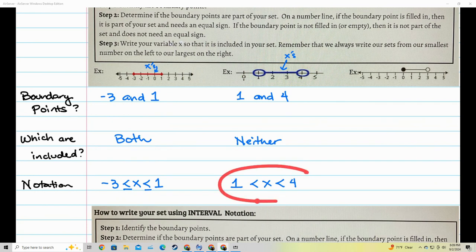That means this set is done. This says take all the x's stuck between 1 and 4, but do not include the 1 and don't include the 4. There's no equal sign under there.